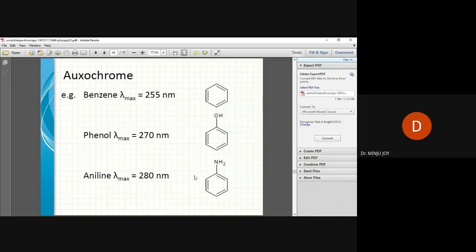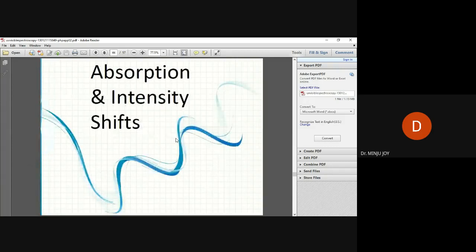For example, benzene is 255. When a hydroxyl group OH is attached to the benzene ring, then the lambda max increases to 270. Whereas in place of hydroxyl, if you replace it with amino group NH2, it shows a lambda maximum of 280. So we can see benzene as a chromophore and this aniline NH2 group as well as OH are oxochrome groups. Next is absorption and intensity shift.